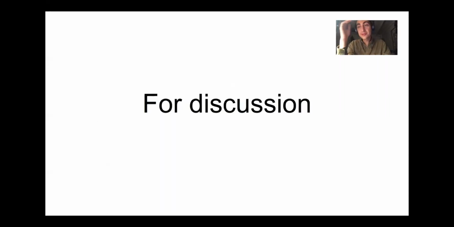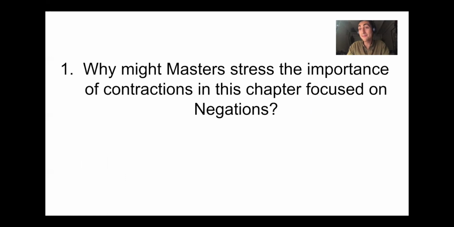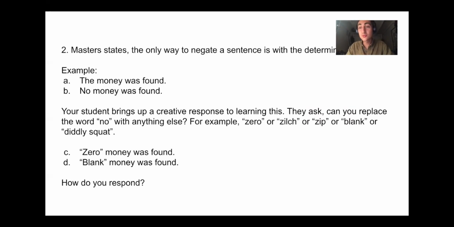So I'm going to post these as our discussion questions. Thanks for being here throughout this. Number 1, why might Masters stress the importance of contractions in this chapter that is so focused on negations? For students, obviously. Question 2 is a doozy. I apologize, but I like it.